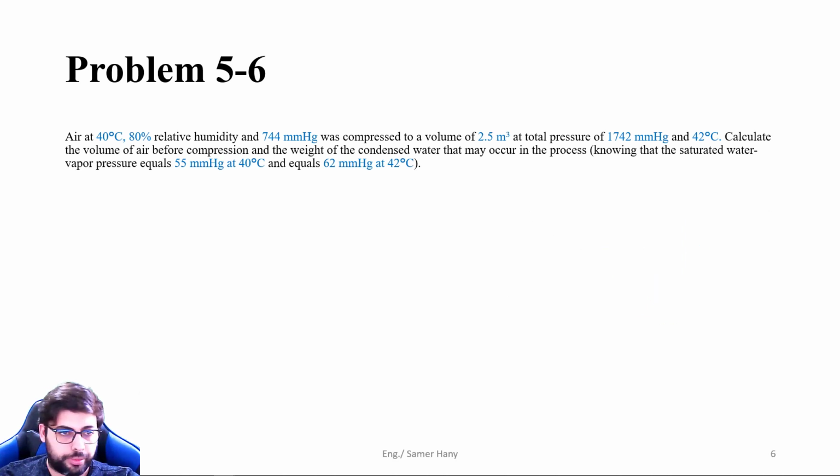Okay, the second problem says air at 40 degrees Celsius, 80% relative humidity and 744 millimeter mercury was compressed to a volume of 2.5 meter cubed at a total pressure of 1700 millimeter mercury and temperature 42 Celsius. So this is P2 and T2, and this will be T1 and P1. All right, calculate the volume of air before compression. This is V2, and we want to know what V1 is. And the weight of the condensed water that may occur in the process.